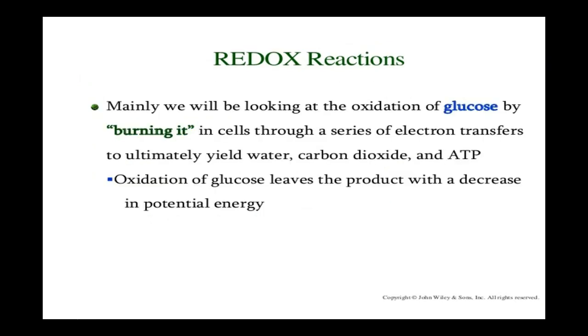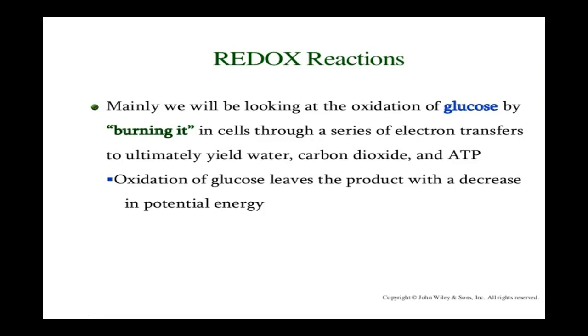We'll mainly be looking at the oxidation of glucose because we're going to look at the citric acid cycle. The citric acid cycle is called the TCA cycle, the tricarboxylic acid cycle, and also the Krebs cycle. And I apologize in advance because I'll spend most of my time calling it the Krebs cycle because that's what I learned it as, so I just apologize in advance.